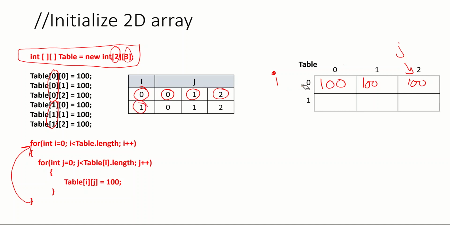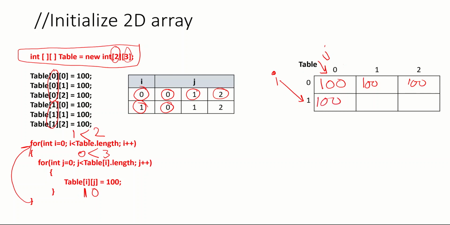This means the row of i is now 1. Is 1 less than the length, which is 2? This is true, and then we will go inside. j will start from 0. So this is my j, and you will notice now that j goes back to the beginning of the columns. Then j should be less than table i dot length, which is 3, the number of columns. Inside the j loop, we have i and j, so 1 and 0. So go to your table, location 1 and 0, and the value should be 100.